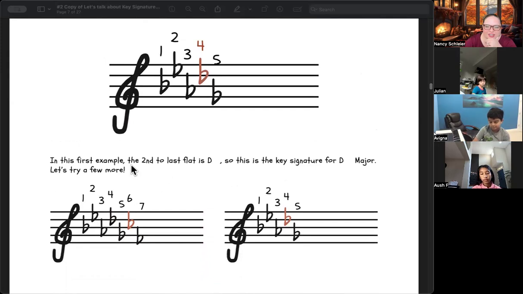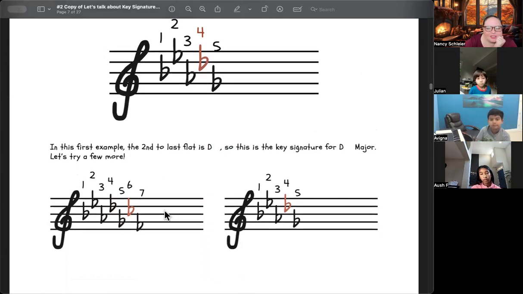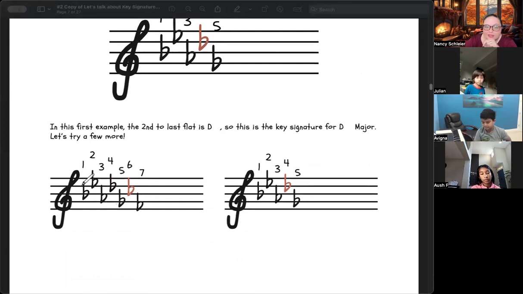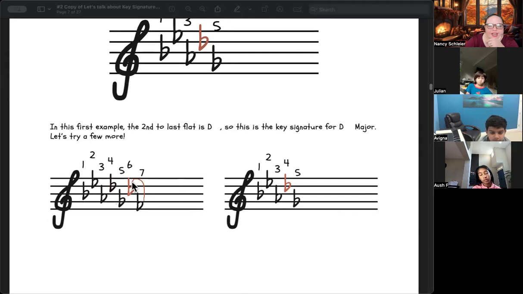This one's a little bit tricky. Why did it erase the flat there? I don't know. It's being weird today. Okay, this one's a little bit tricky. So we have 1, 2, 3, 4, 5, 6, 7. So this is as many flats as we can ever have. We will never have more in a key signature than this, but that's still a lot. So let's look at second to last.